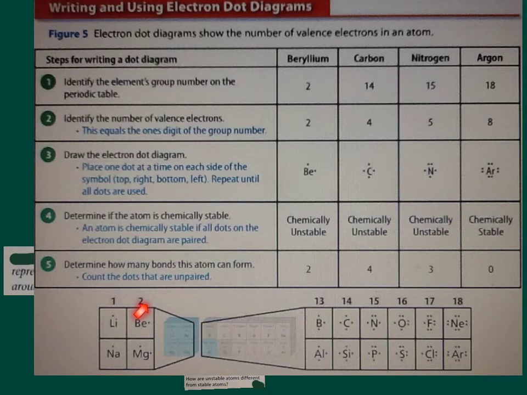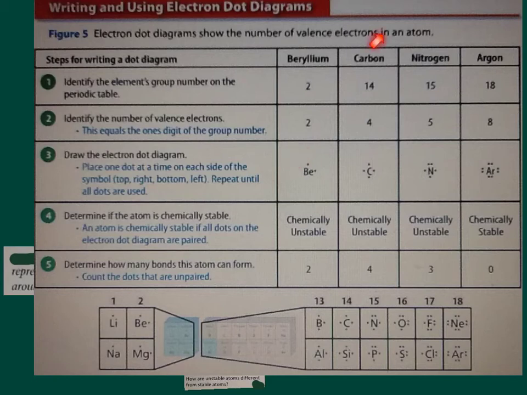So beryllium has 2 valence electrons. When you do the valence electrons, you want to make sure that you place a dot one at a time on each side of the symbol. So you're starting with the top, then right, bottom, left. Top, right, bottom, left. But in this case, we don't have anything for the bottom and the left side. Only 2 valence electrons are there. So you use the top and you use the right, just like what's on the picture.